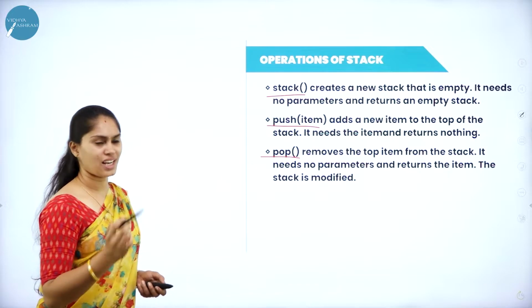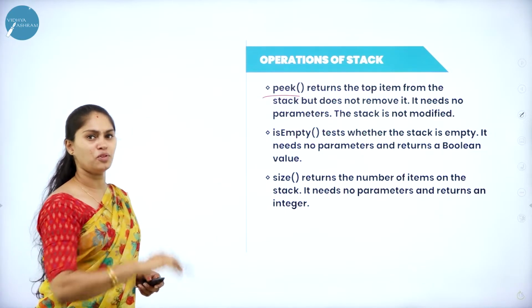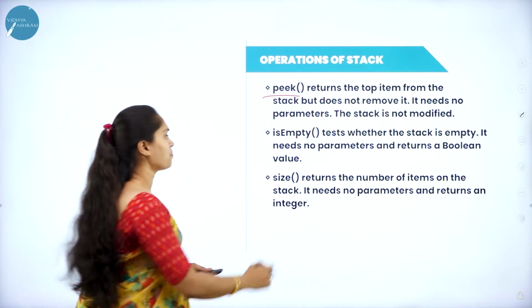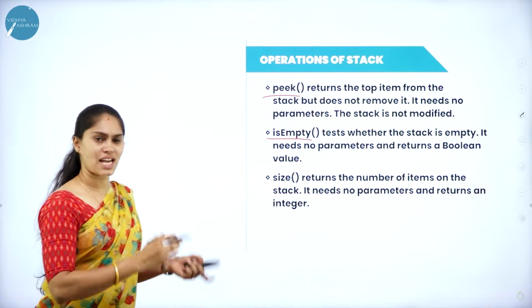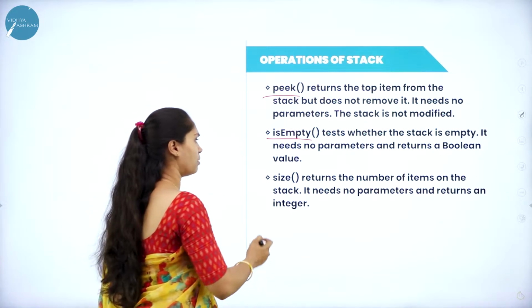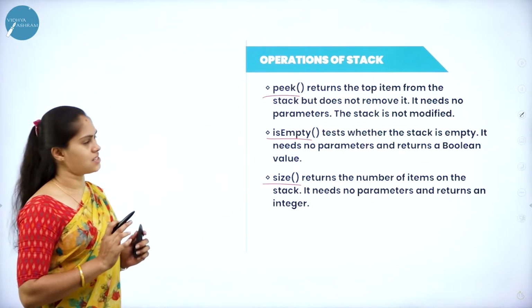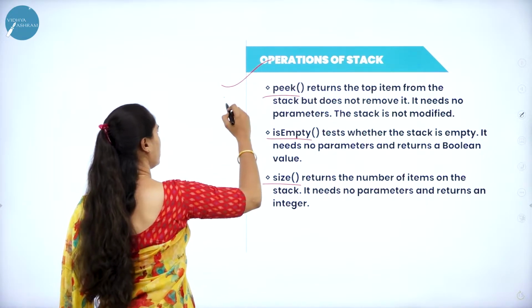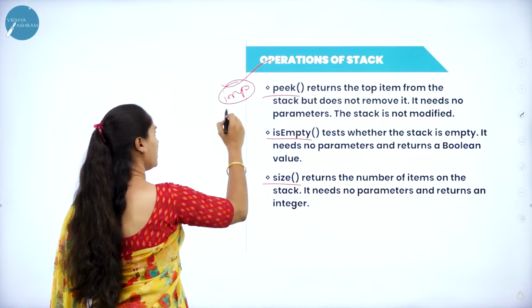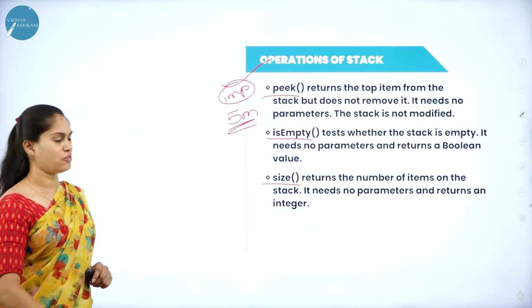We can remove or delete an element from a stack, and peek. So I can get to know which is the topmost item or element in the stack. Then isEmpty. I'm checking whether the stack has some values or not. That is with the help of isEmpty. And size returns the number of elements in a stack. Very, very important question for 5 marks. All these operations are very important questions for 5 marks.